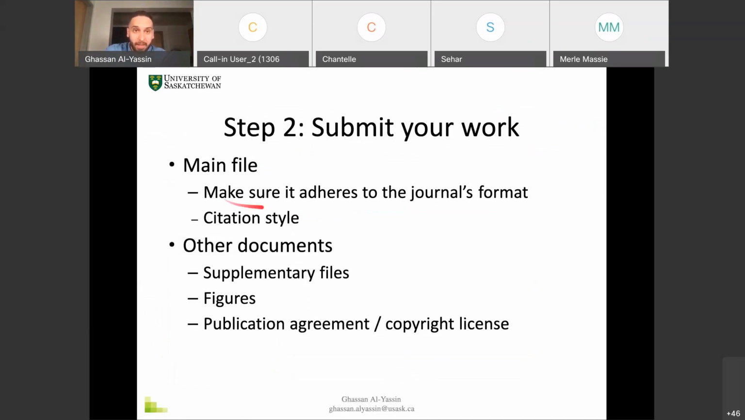So I'll start with the main file again. The main file is the actual article itself. And you need to pay extra attention to the format because every journal would want your article to be in some sort of format. Okay? And I put the citation style here as a separate point because I want to emphasize how important it is.